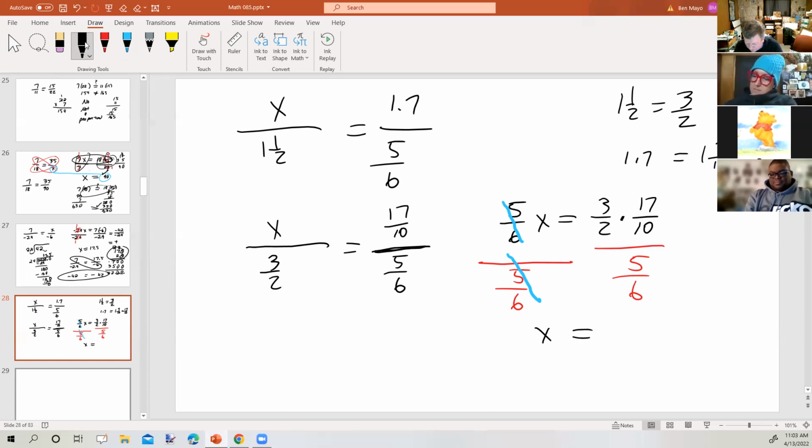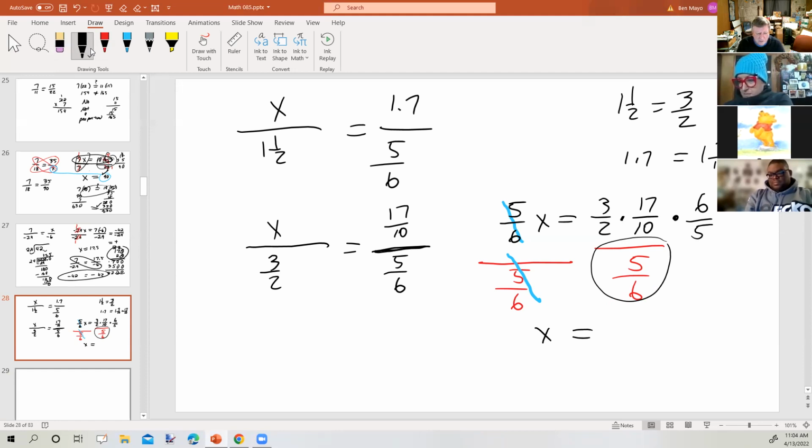On the right side, though, I've got a mess. I've got a fraction times a fraction divided by a fraction. Well, wouldn't dividing by this fraction be the same as multiplying by the reciprocal? Okay, you still with me?